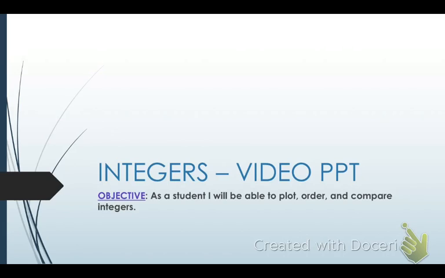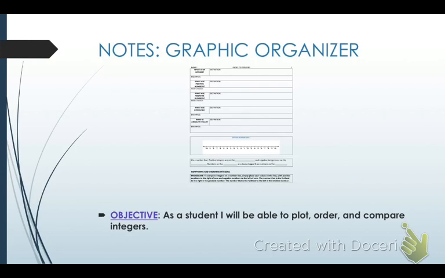Okay, just to let you know, your objective as a student is that you should be able to plot, order, and compare integers. You will need your graphic organizer. This one can be found in the box under graphic organizer number 1.